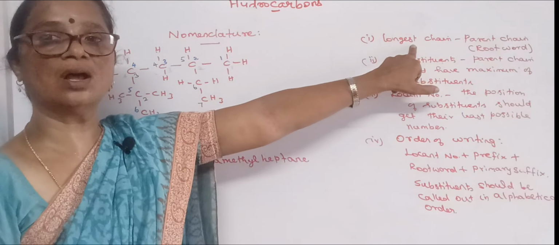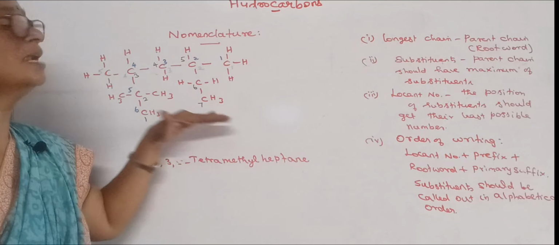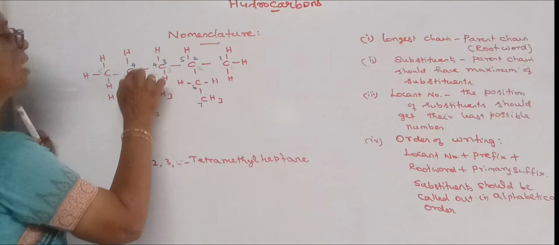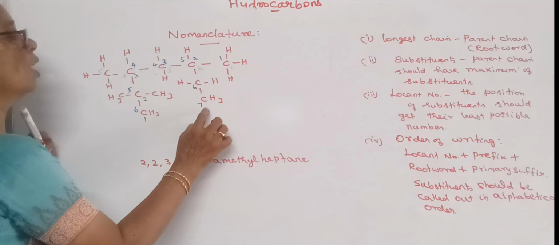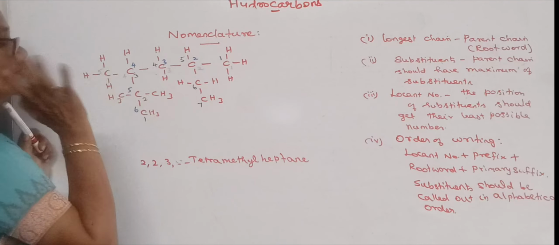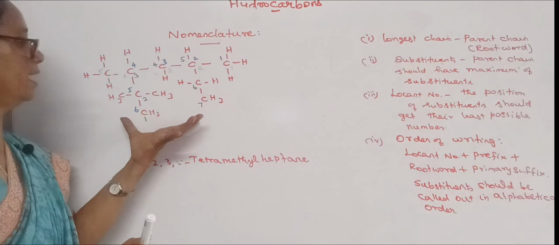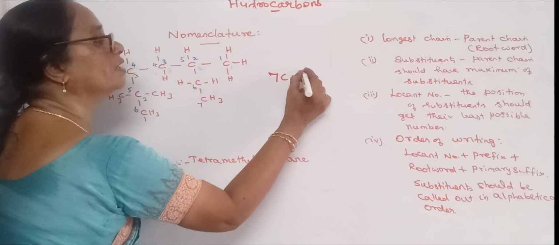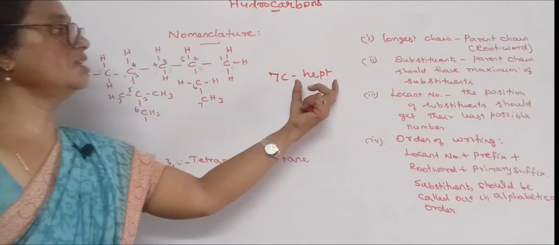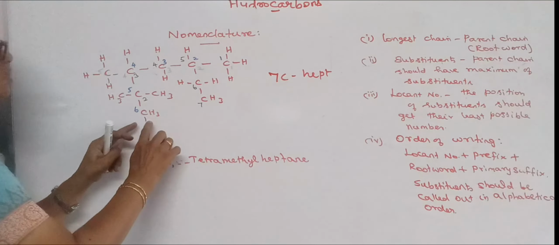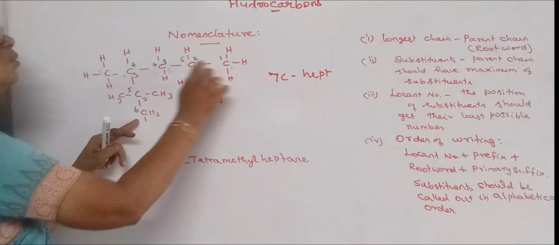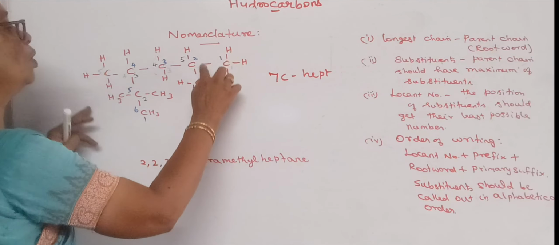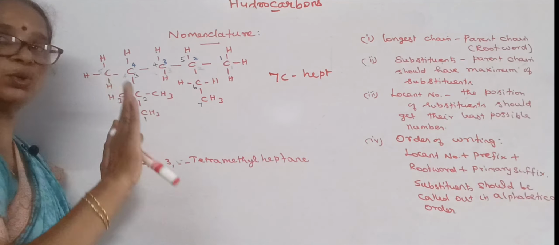I said it must be the longest chain, so the hydrocarbon prefers the longest chain of 7. So this is the 7: 1, 2, 3, 4, 5, 6, 7 in this way, and 1, 2, 3, 4, 5, 6, 7. So in both directions it takes 7. So the root word for 7 carbons is hept. So I identified that root word. Now you just find the black letters only, the black numbering only says about the longest chain. Either the blue or the green is the shorter chain, which we do not refer to.